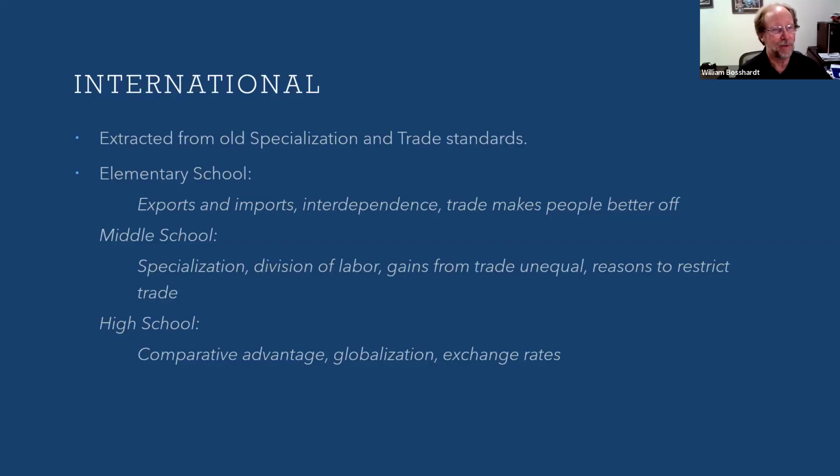And so the new international standard looks like something that, if you want to organize a workshop, you can look at this and say, oh, here's all sorts of ideas of things I might want to do. By the way, eight days from now I have my international workshop, so I was trying to think of what I should do, and it's right here. In elementary school: exports, imports, interdependence, and trade making people better off. In middle school, you talk more about specialization, division of labor, gains from trade being unequal, reasons to restrict trade. In high school, you talk more about the technical comparative advantage, globalization, and then exchange rates.